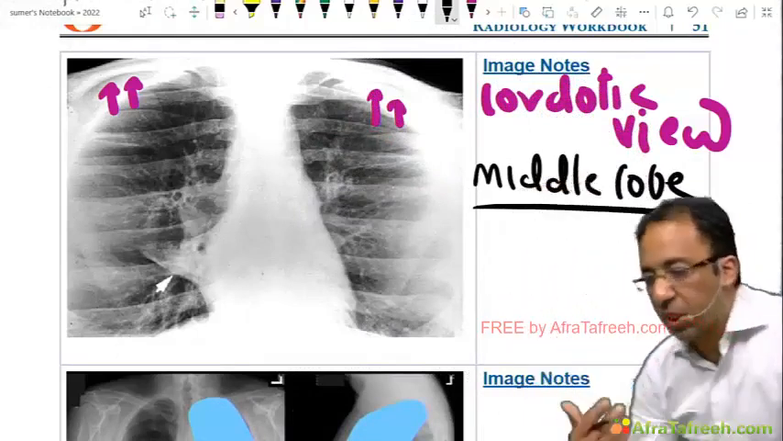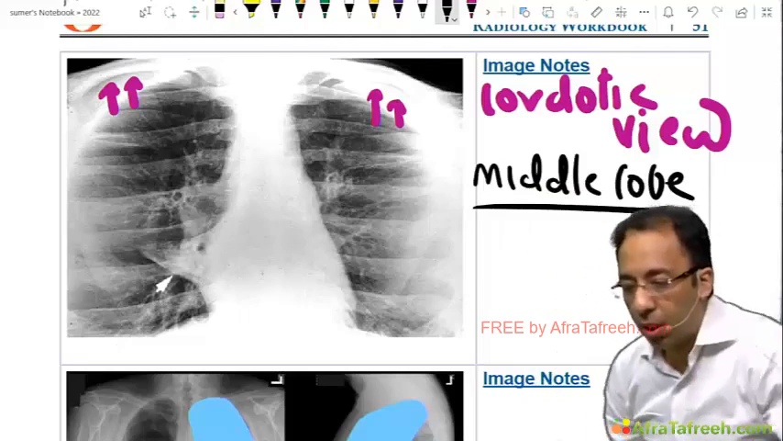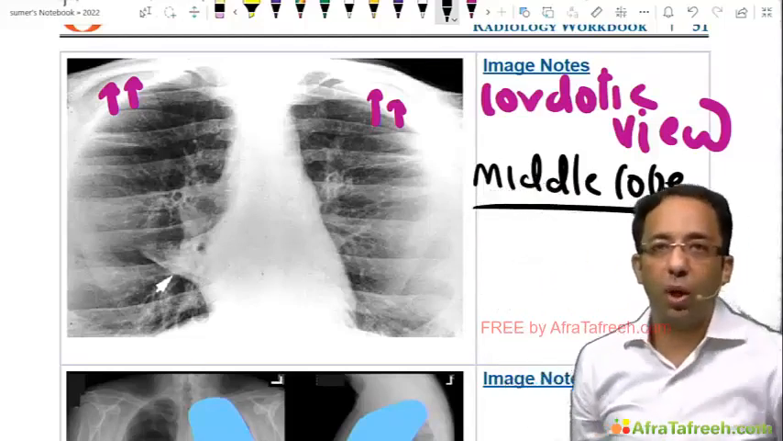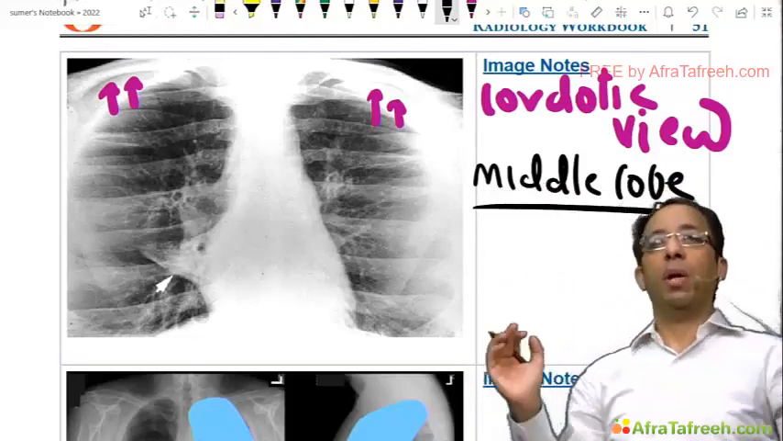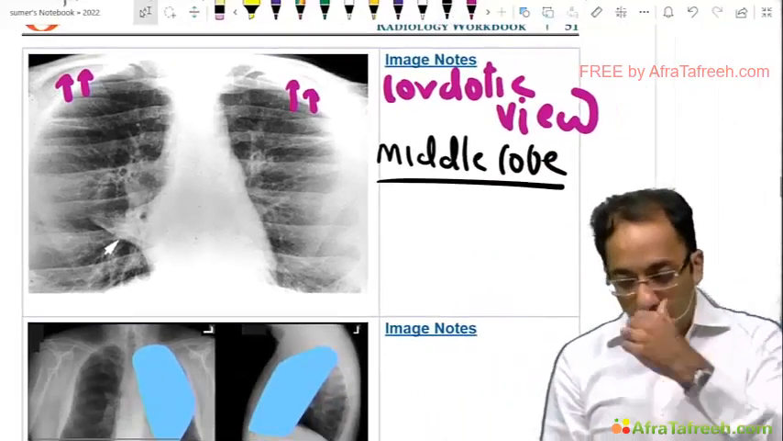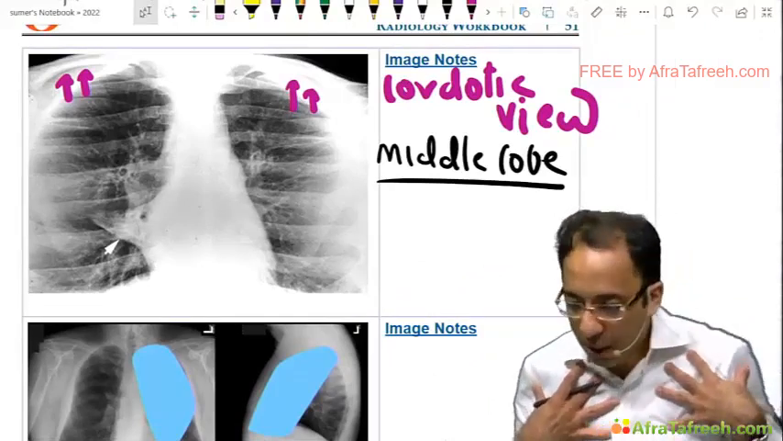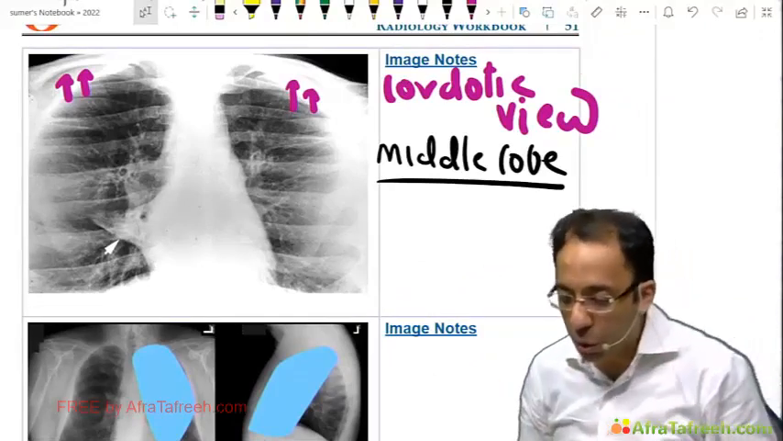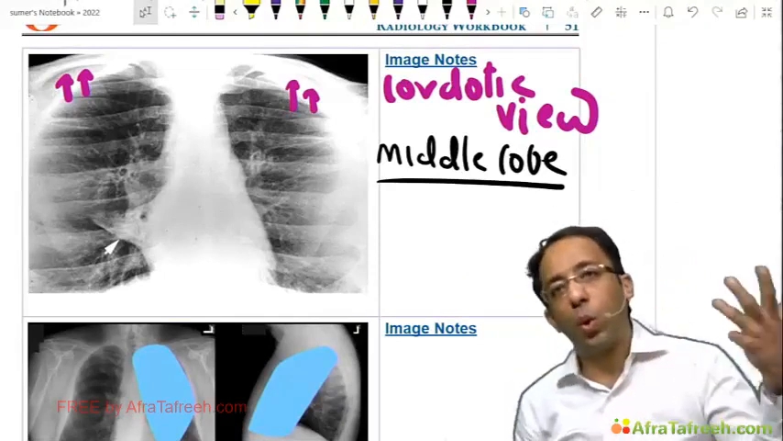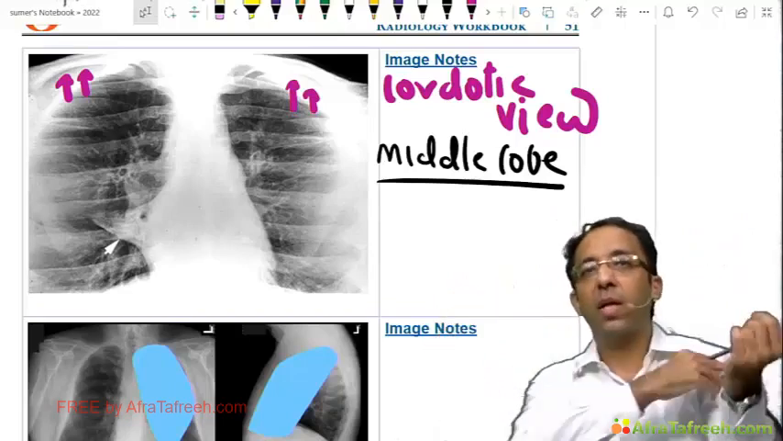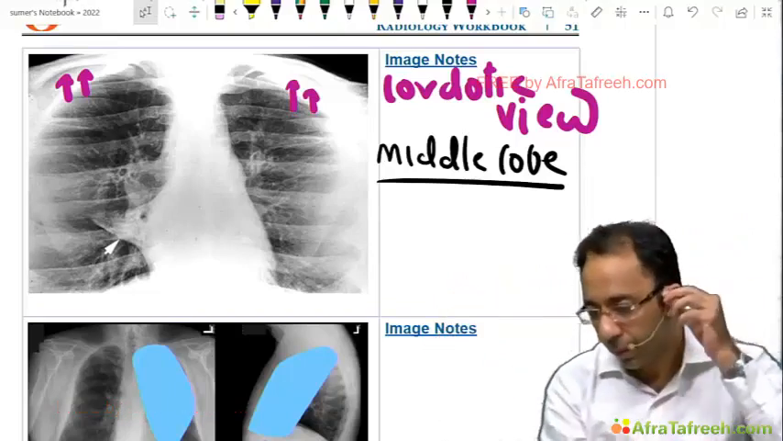If I have a suspected middle lobe pathology, I will do a lordotic view. I'll ask the patient to become lordotic when I'm doing an X-ray. Now, if this is a lordotic view, this has been done as an AP projection, that is right, but in a lordotic position. So then we will call this a lordotic view, because for AP the patient should be standing straight. Here he is standing in a lordotic position.